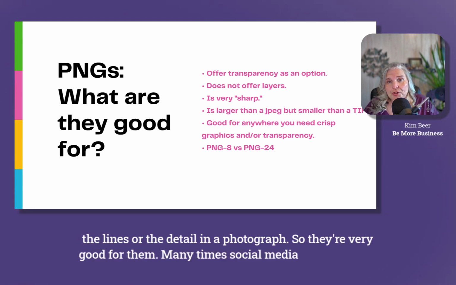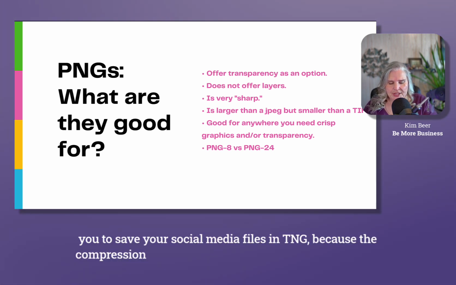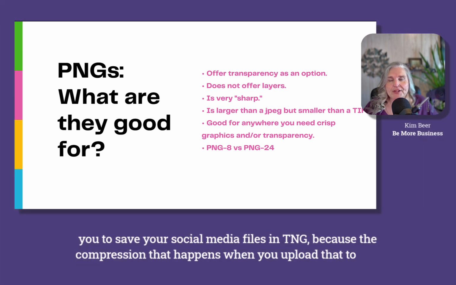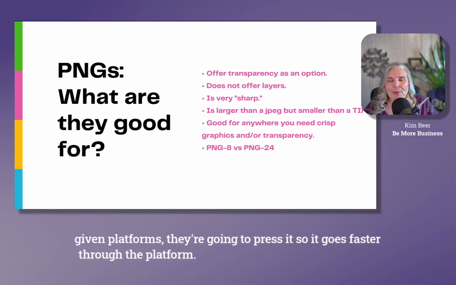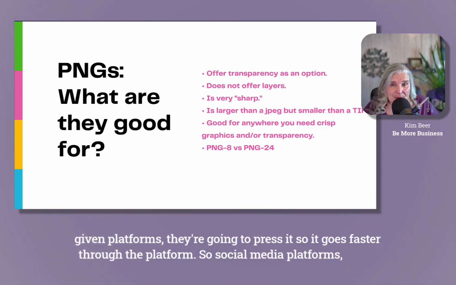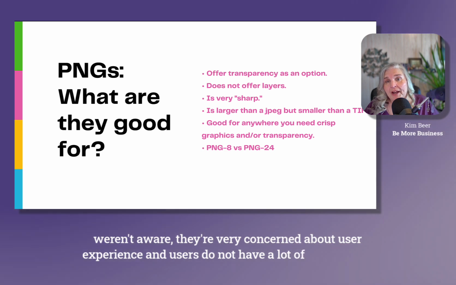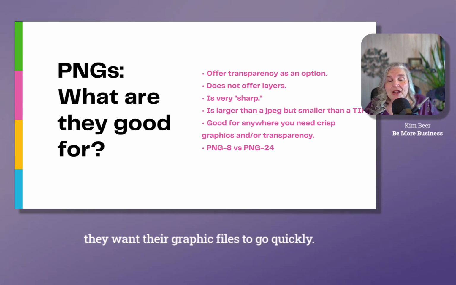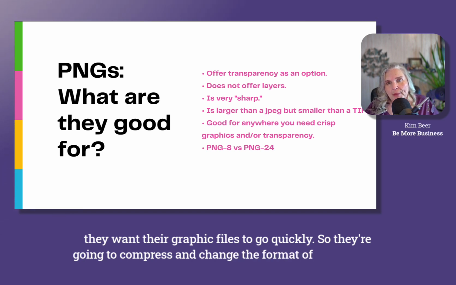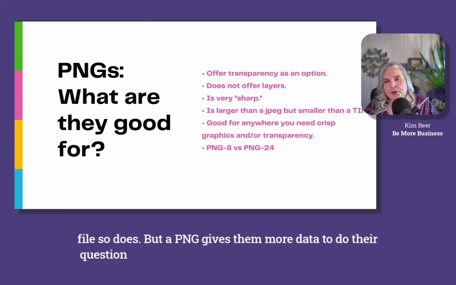Many times, social media gurus will tell you to save your social media files in PNG because of the compression that happens when you upload to any given platform. They're going to compress it so it goes faster through the platform. Social media platforms, if you weren't aware, are very concerned about user experience, and users do not have a lot of patience. So they want their graphic files to go quickly, and they're going to compress and change the format of that graphic file so it does. But a PNG gives them more data to do their compression with.